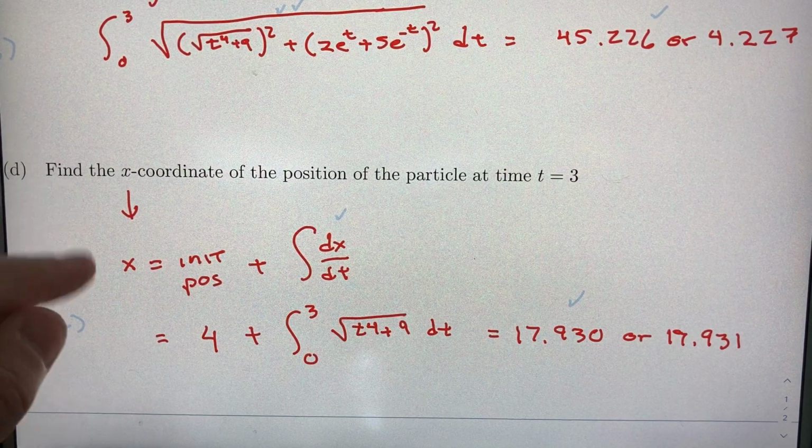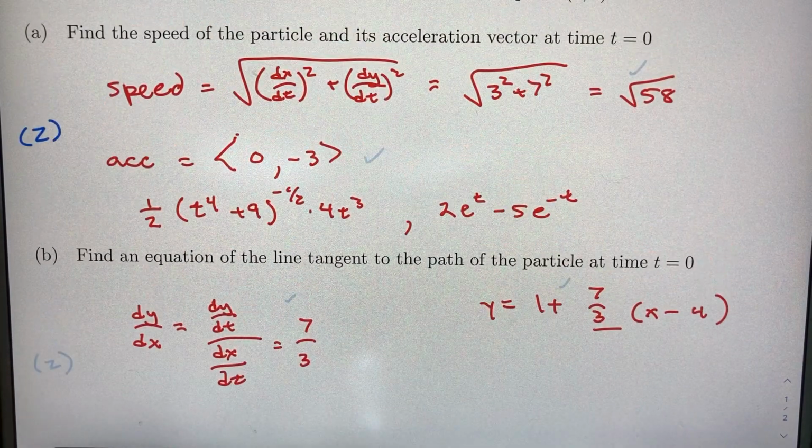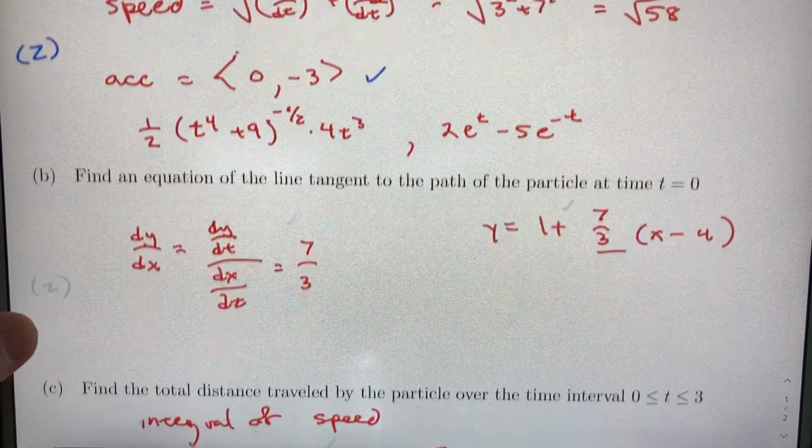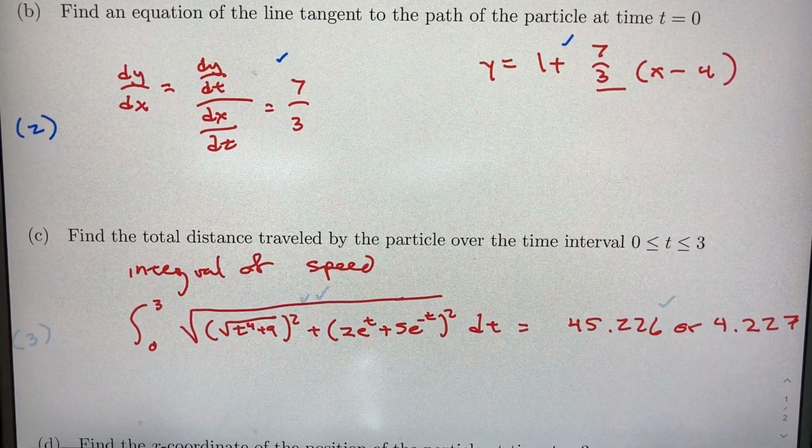Point values. 2 points for this, 1 point for the speed, 1 point for the acceleration. It's a calculator problem. They didn't give an extra point for deriving the acceleration vector. This is 2 points, 1 point for figuring the slope, 1 point for doing the calculation. So as parametric problems go, this is a relatively straightforward one. 3 points for this, 2 points for setting up the arc length, and 1 point for the final answer.